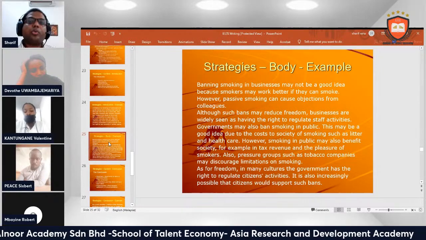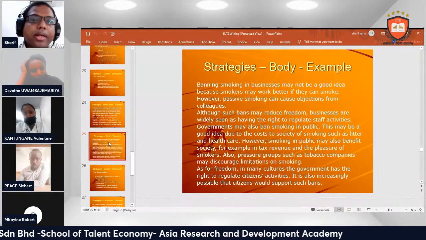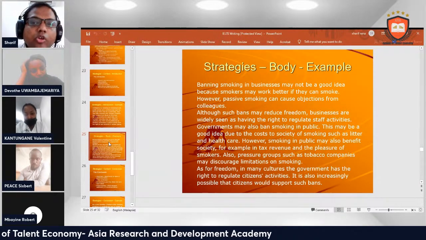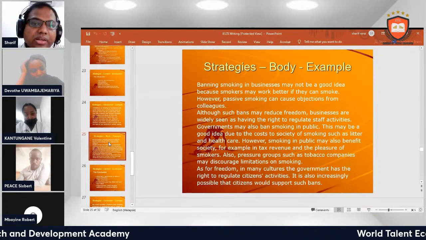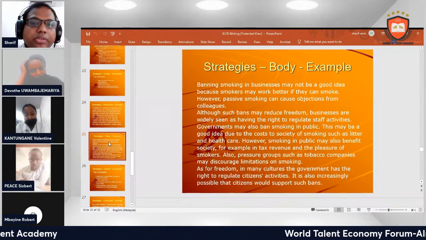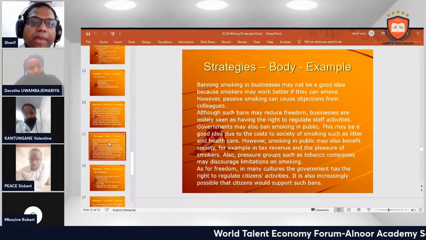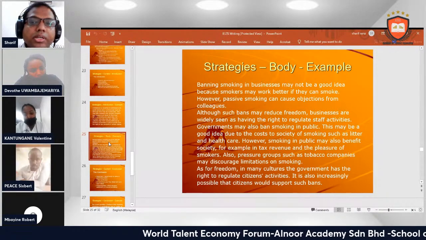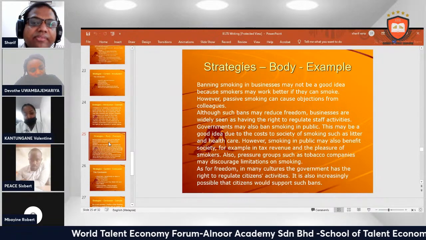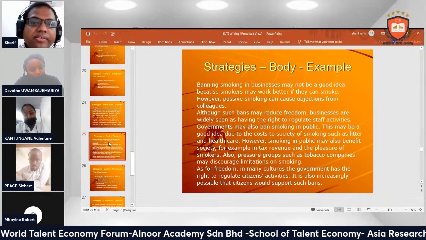Strategies. So what will be the strategy like for the body? Banning smoking in the business may not be a good idea because smokers may work better if they can smoke. However, passive smoking can cause objections from colleagues. Although such a ban may reduce freedom, businesses are widely seen as having the right to regulate staff activities.